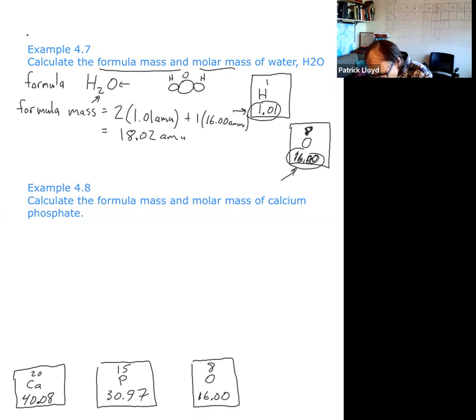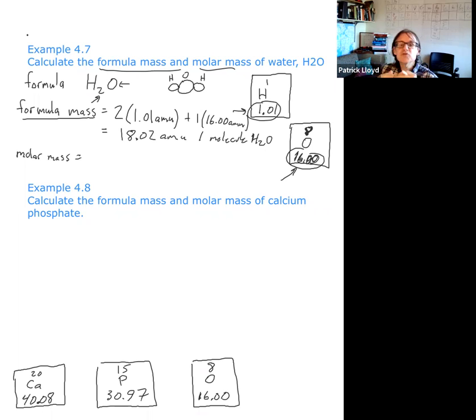That's one molecule of water. It has a formula mass of 18.02 AMU, atomic mass units. And an AMU is a very small mass. It's like 10 to the minus 24 grams. Now, the molar mass is the same calculation, but it's for a large number of molecules. So not just one molecule, but an entire mole of waters.